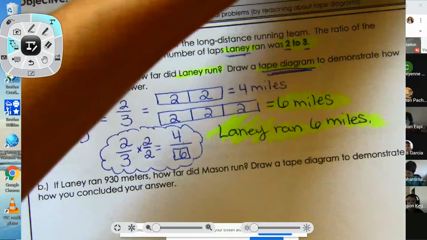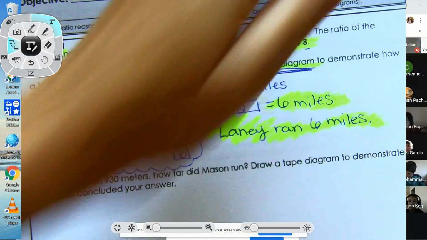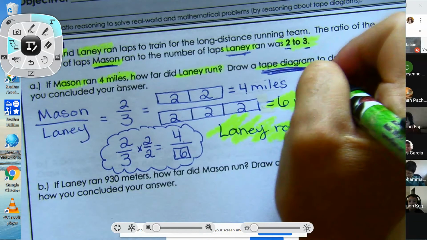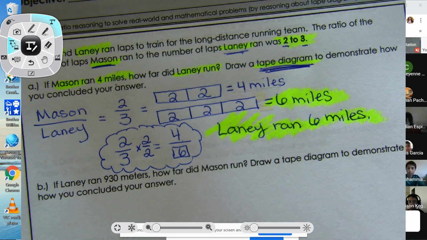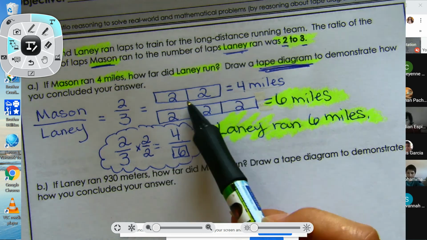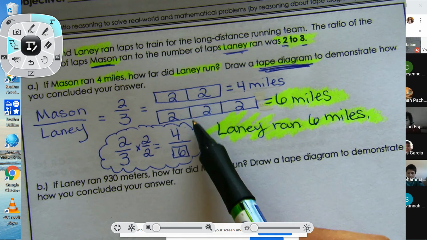Yeah, Tyson, you gotta make sure you do the diagram, buddy. You gotta do that, because in the directions it says to use a tape diagram. Okay, Brianna, I'll wait just a little bit. So in elementary school, you should have been making tape diagrams.